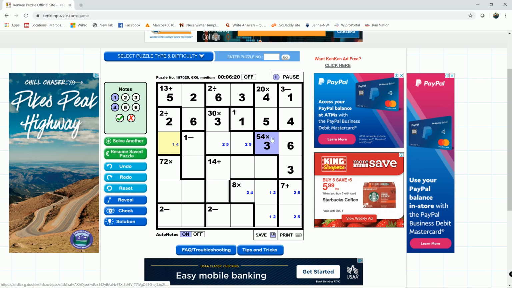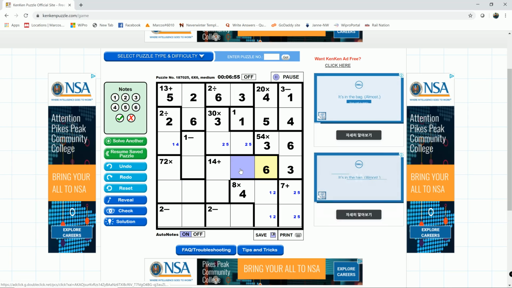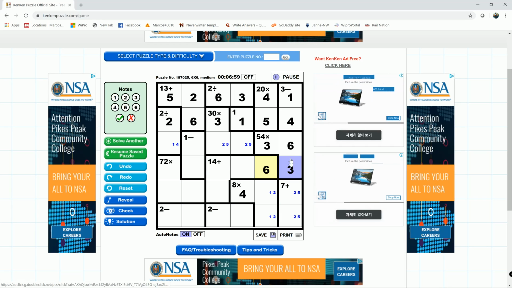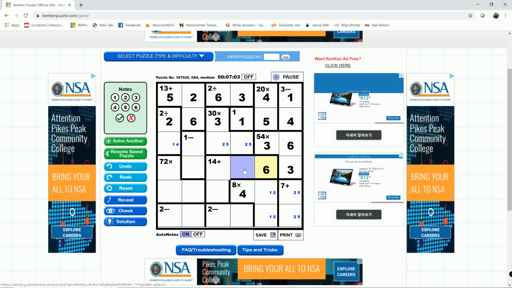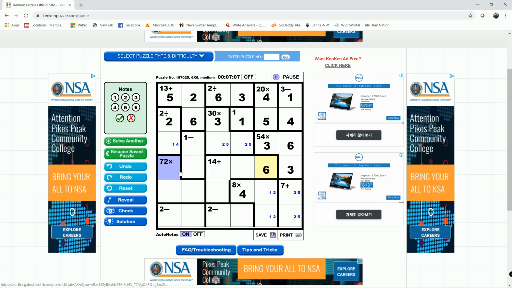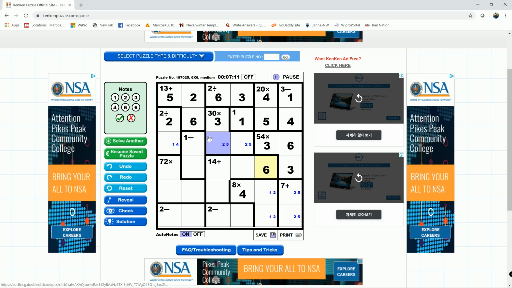I'm leaving the 72 for last. So the 4 has to go here. If this is a 1-2 and this is a 1-2, this could only be a 6. Probably means there's a 6 here for the 72. I'm confident the 72 requires at least one 6. It's a 1 or 4. Yeah, I'll look at the 72 next. I guess I'm out of other things to look at.